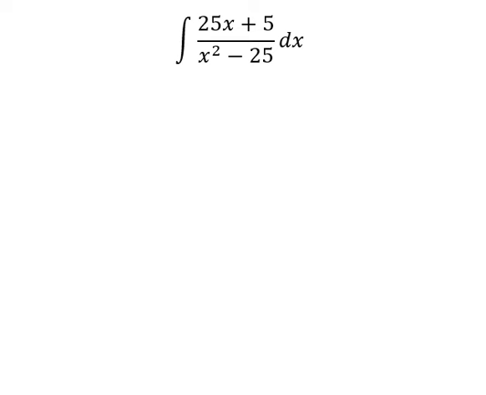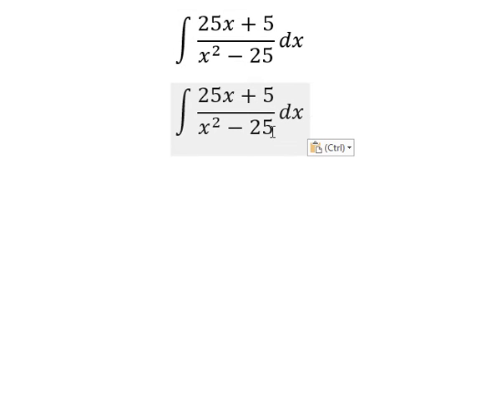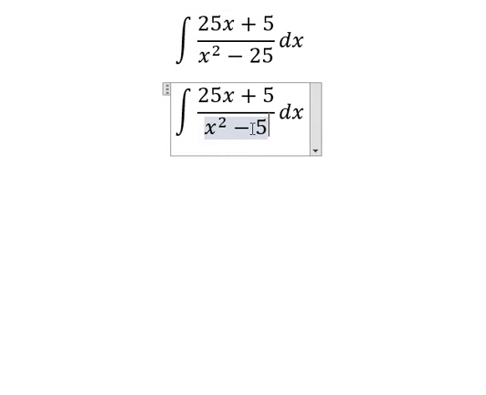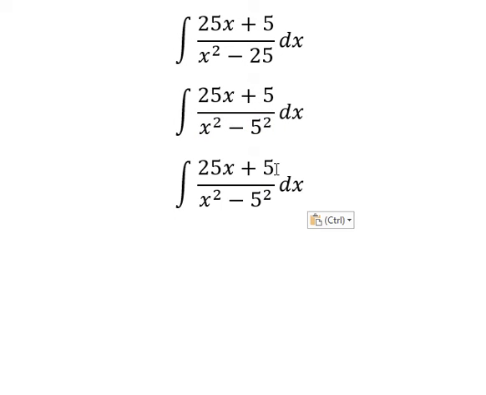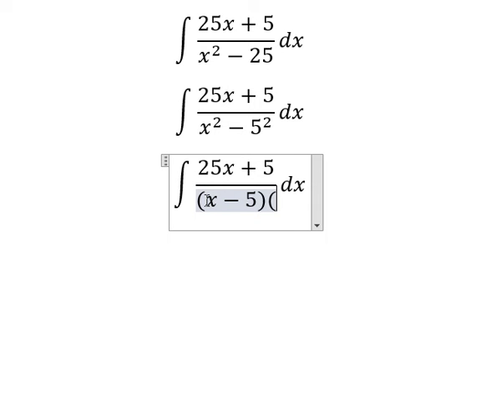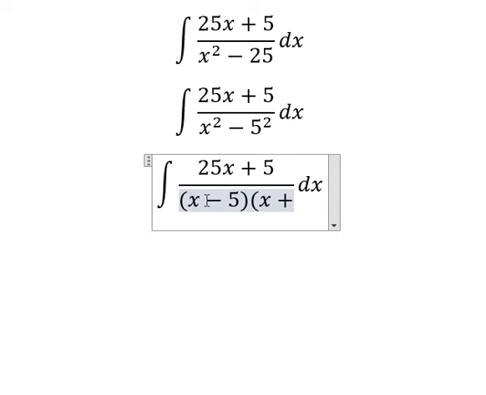The topic today is about integration. So now I will show you how to answer. We have x squared minus 25. That is about identities. So in this one, we can put x minus 5 multiplied by x plus 5.